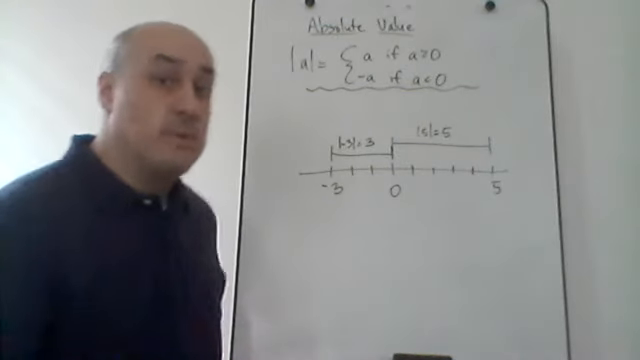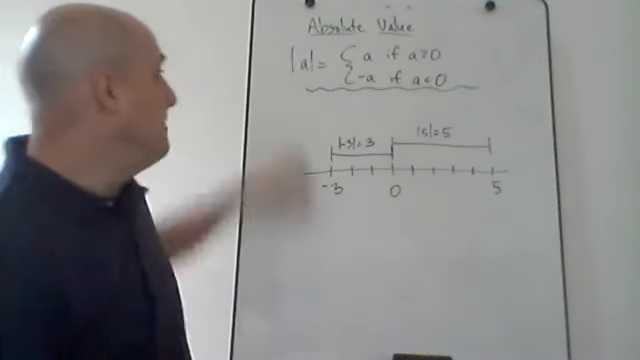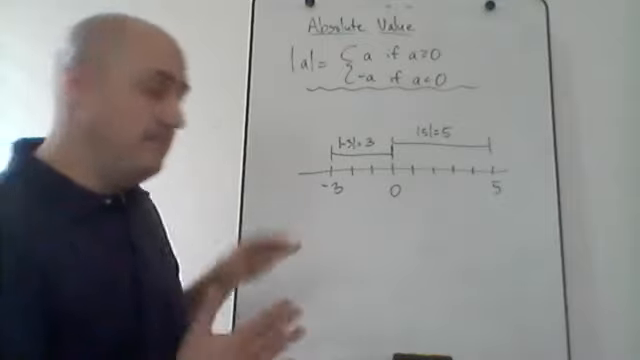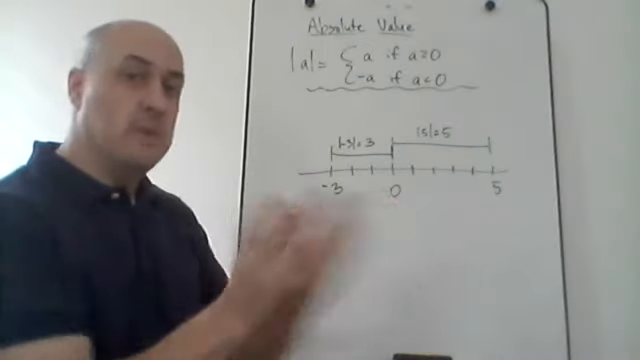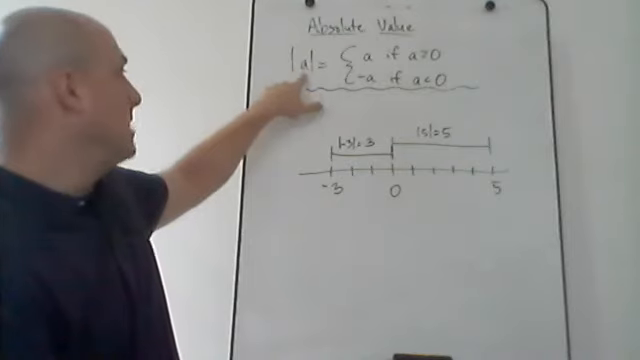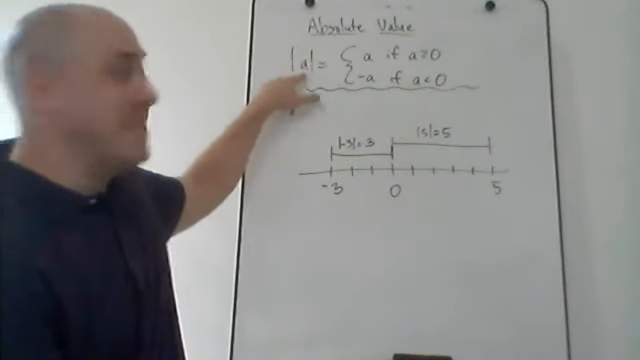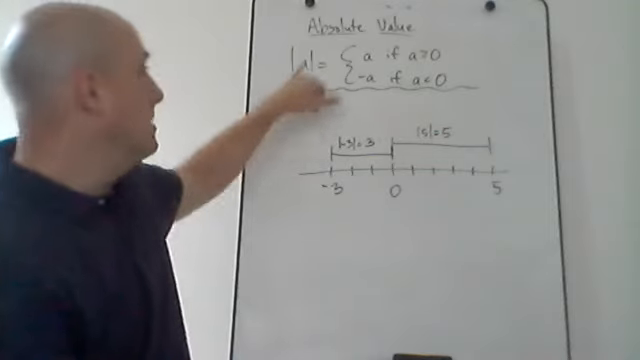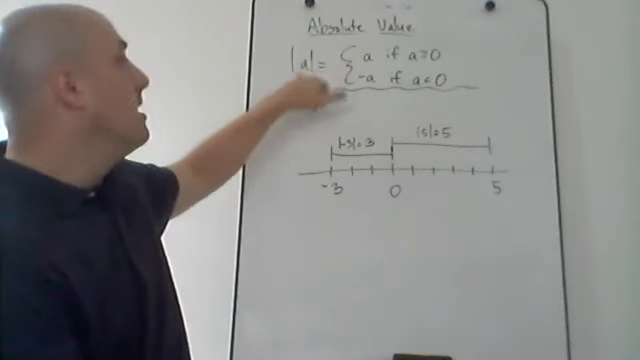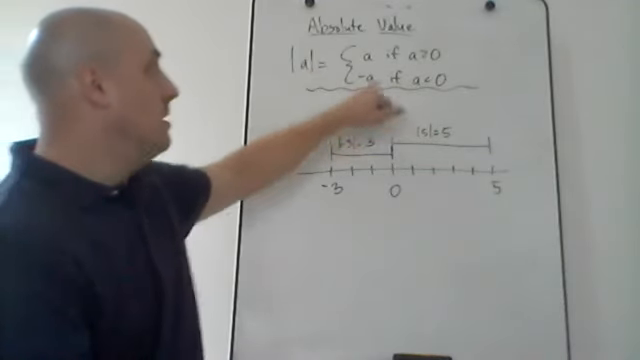All right, here we're going to be talking about absolute value. The definition of absolute value: first of all, the notation for absolute value is two vertical lines with some expression in between. In this case, the two vertical lines with the a in between them means the absolute value of a.